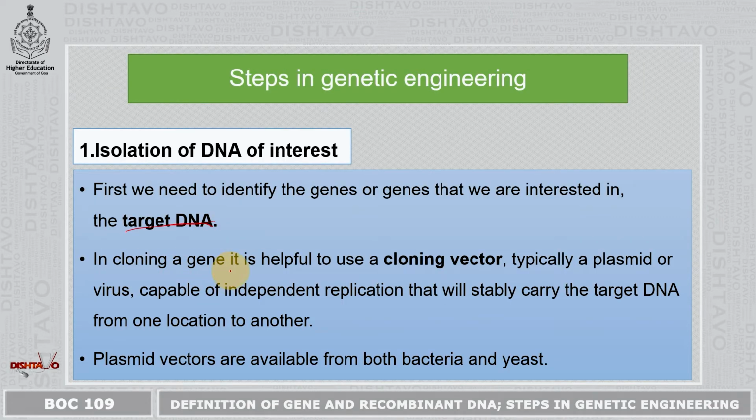So in cloning a gene, it is helpful to use a cloning vector. So what is this vector? So this vector can be a plasmid or a virus. So this vector is capable of independent replication that will stably carry the target DNA from one location to another. So the plasmid vectors are available from both the bacteria and the yeast.